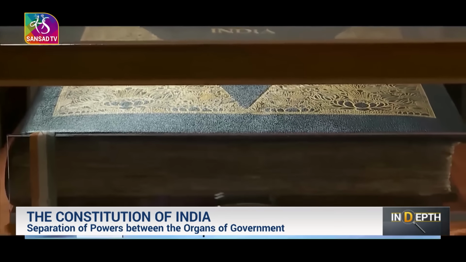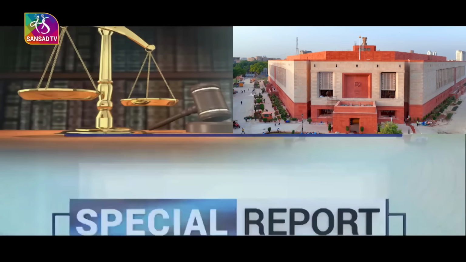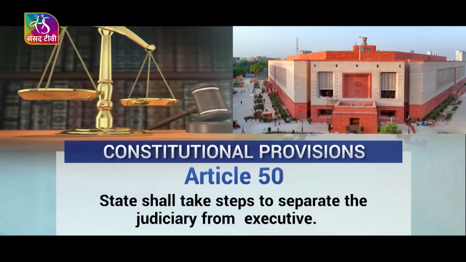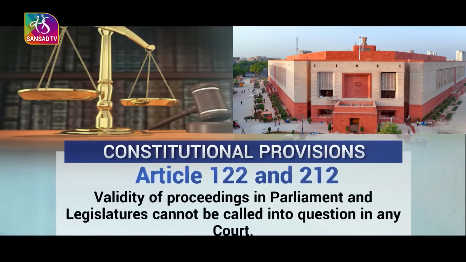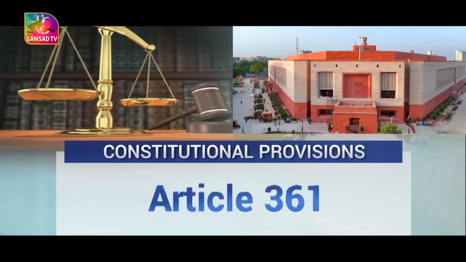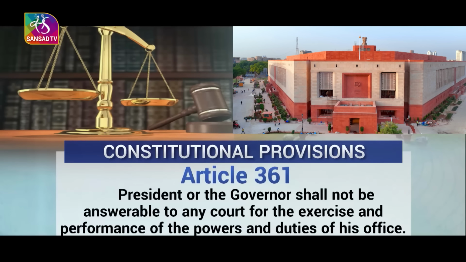Constitutional provisions ensuring separation of powers are Article 50, that says that states shall take steps to separate the judiciary from the executive. Articles 121 and 211, which says that judicial conduct of a judge of the Supreme Court and the High Courts cannot be discussed in Parliament and the state legislature. Articles 122 and 212 says that validity of proceedings in Parliament and the legislatures cannot be called into question in any court. Article 361 says the President or the Governor shall not be answerable to any court for the exercise and performance of the powers and duties of his or her office.